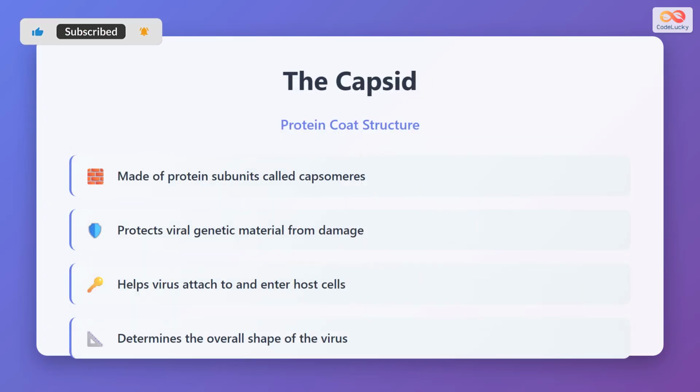Let's examine the capsid in detail. The capsid is built from smaller protein subunits called capsomeres. These subunits fit together like building blocks to form the complete protein shell. The capsid serves multiple important functions. It protects the viral genetic material from damage by environmental factors. It also helps the virus attach to and enter host cells during infection. Additionally, the capsid determines the overall shape and structure of the virus.